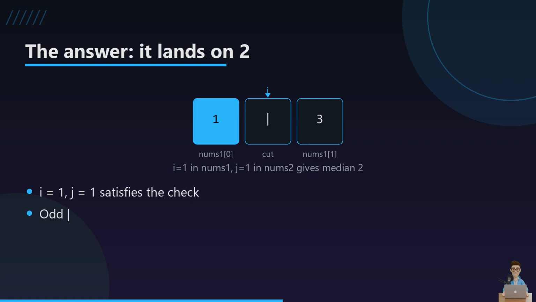With i equals 1 and j equals 1, left 1 is 1, left 2 is 2, right 1 is infinity, right 2 is 2, and the condition holds. Since the total length 3 is odd, we return the bigger of the two left values, which is 2. Matches our merged array answer exactly.